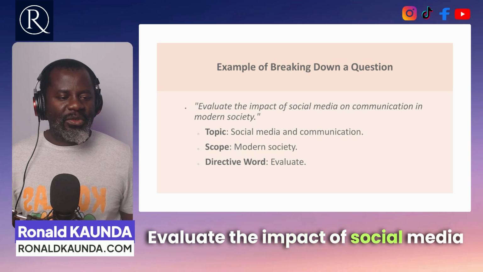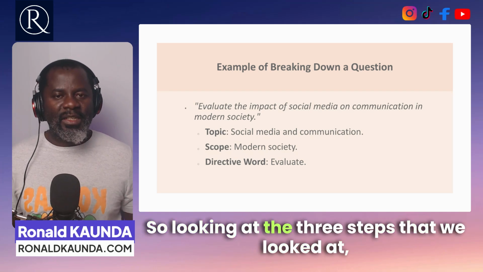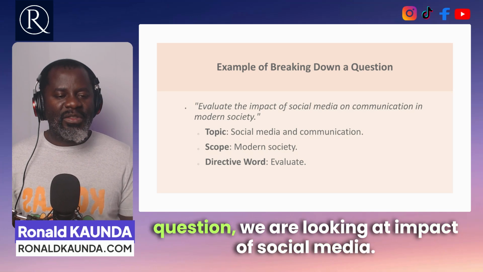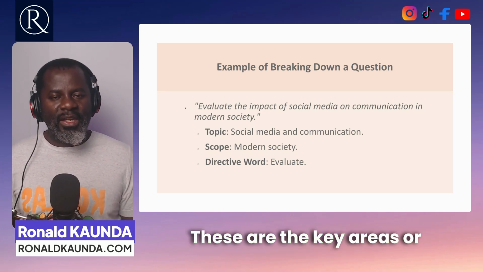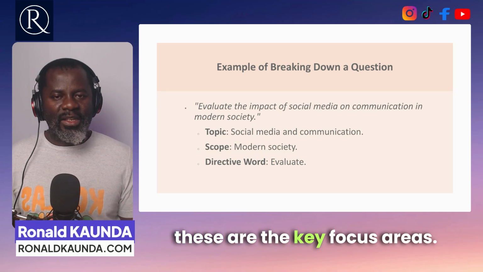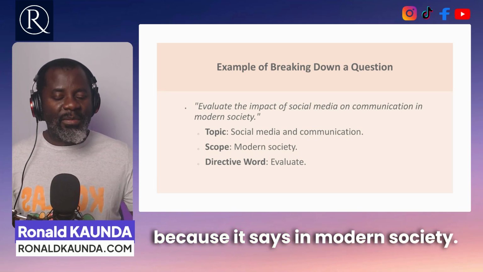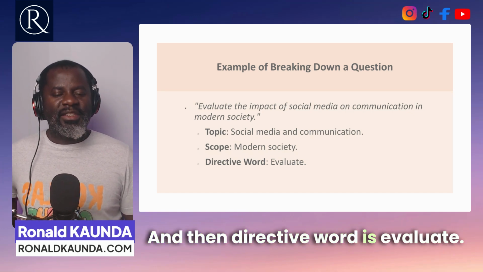Evaluate the impact of social media on communication in modern society. So, looking at the three steps that we looked at, to identify a topic in this question, we are looking at impact of social media. We are also looking at communication. These are the key focus areas. Then the scope is the modern society because it says in modern society. And then the directive word is evaluate.